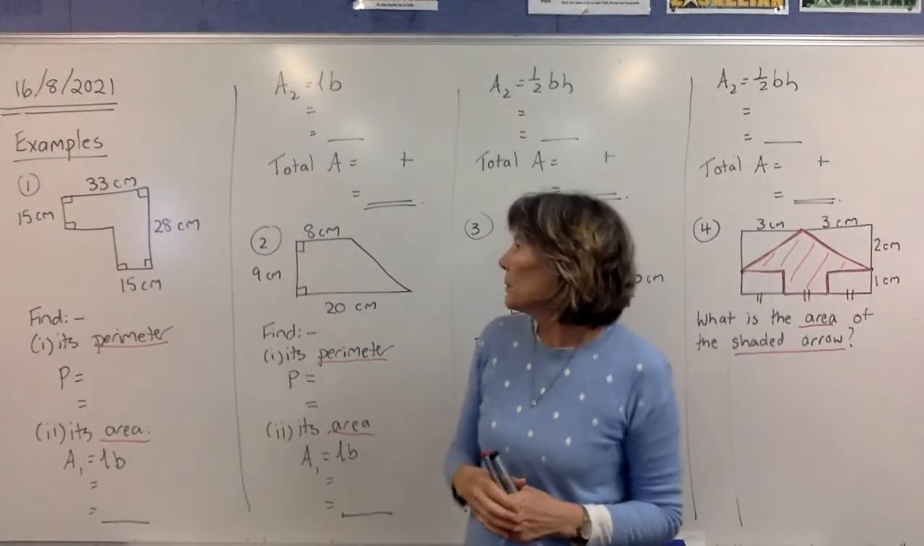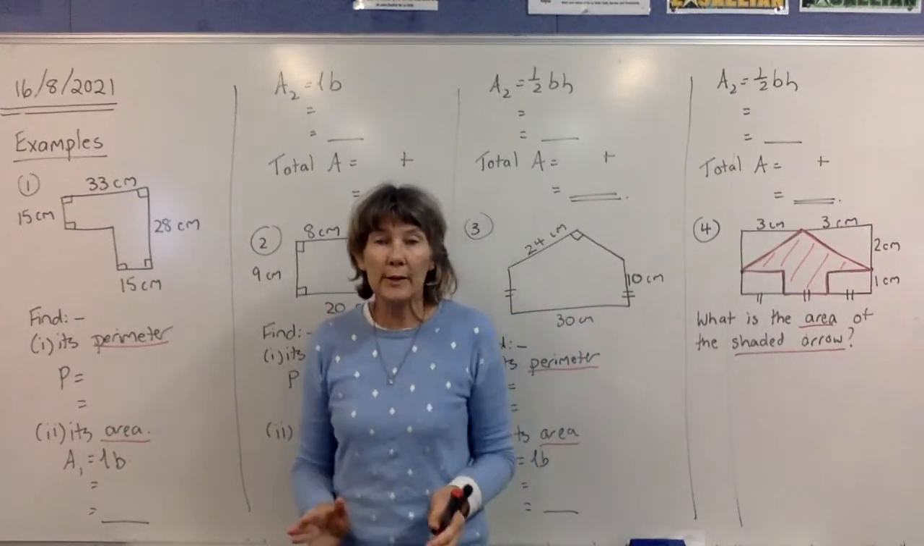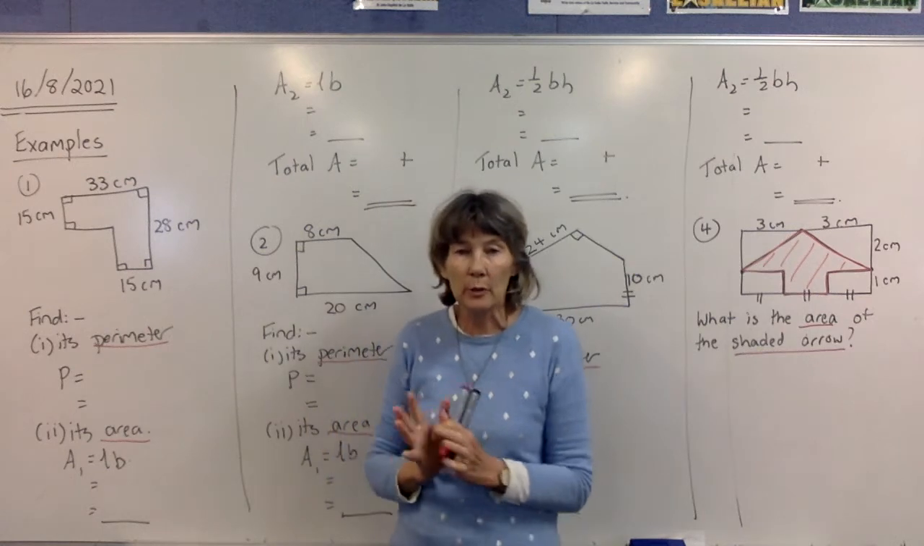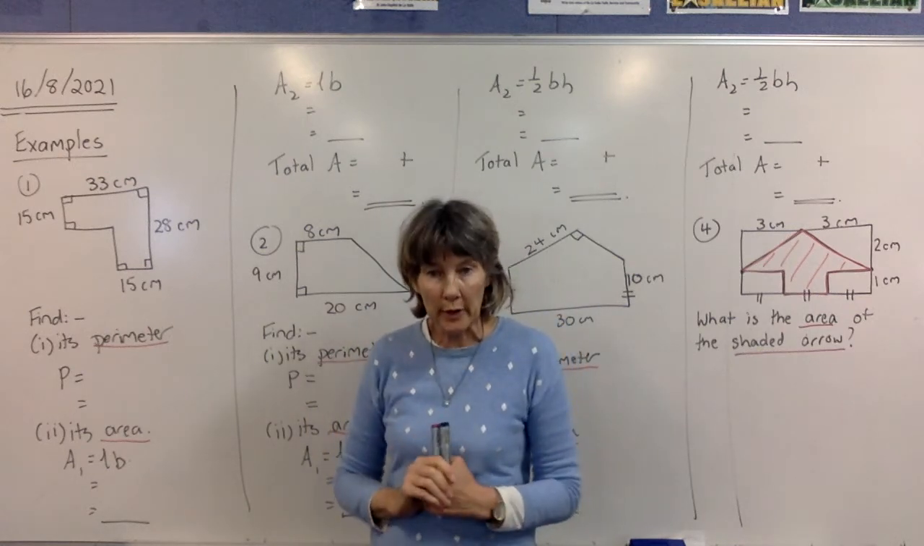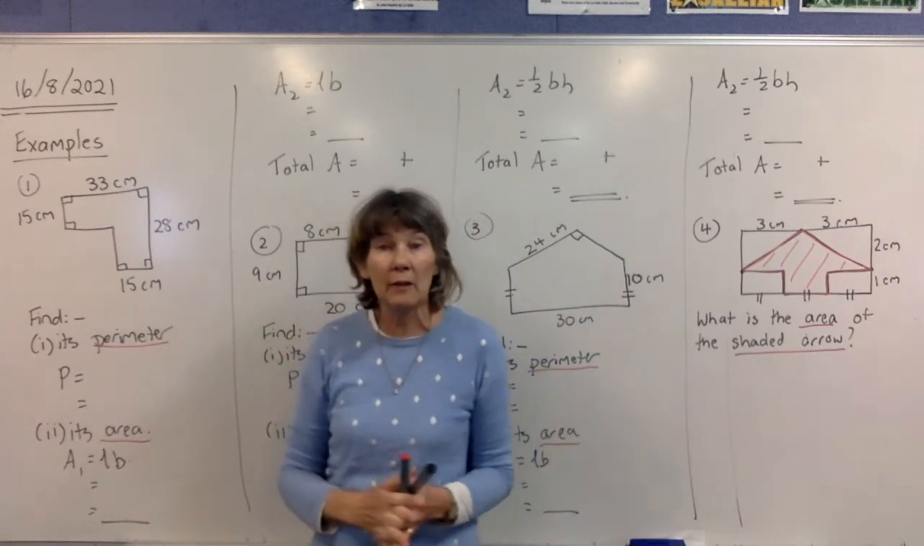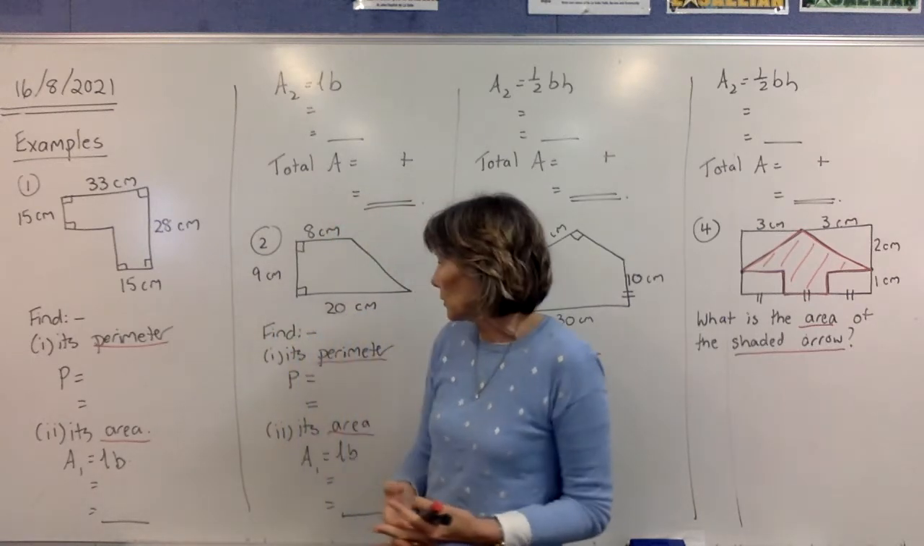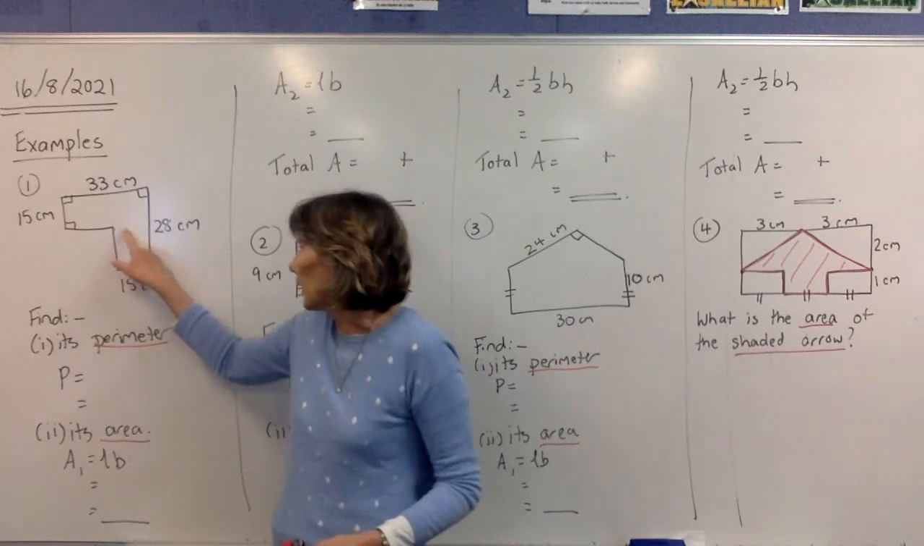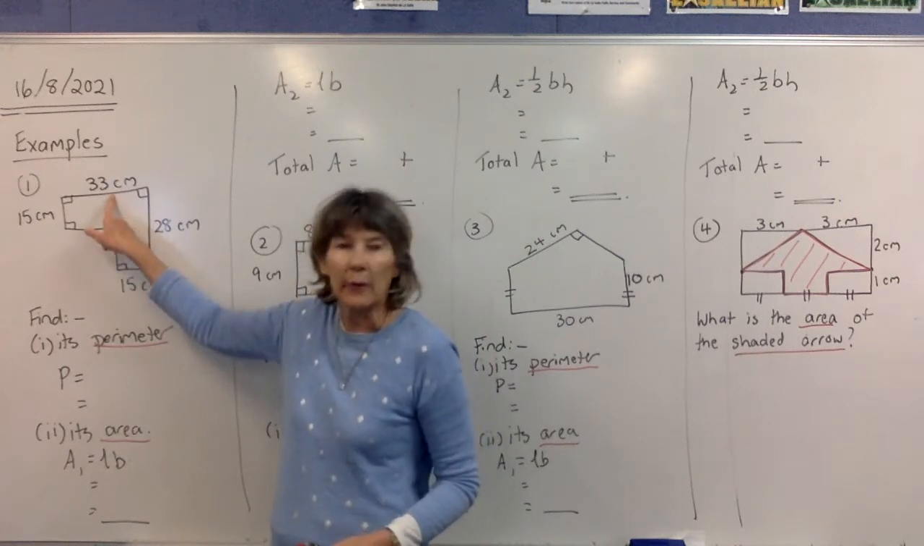Alright, so we're going to go through some examples now. We're going straight to composite shapes. We're not going to do individual shapes because you should already know how to do that from year 8. So this composite shape here involves two rectangles. So you can split this by going across or you can split it by going up.